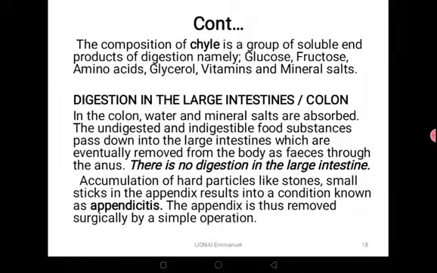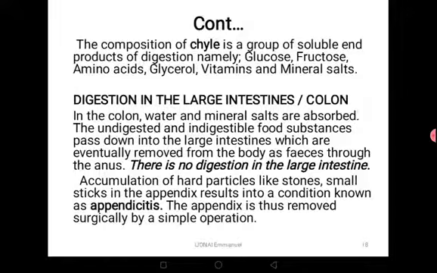So, members, the composition of the chyle. The chyle is now that last bit of food that has those final products. The composition of the chyle is a group of soluble products of digestion, namely glucose, fructose, amino acids, glycerol, vitamins, mineral salts. That is now what is found in the chyle, in the ileum. So that one now is absorbed in the ileum and then taken to the body, to the liver first through the hepatic portal vein.